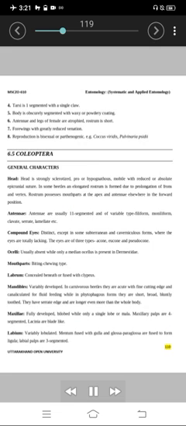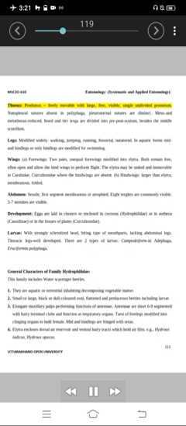Thorax. Prothorax freely movable with large, free, visible, single undivided pronotum. Notopleural sutures absent in Polyphaga, pleurosternal sutures are distinct. Meso and metathorax reduced, fused; anterior terga are divided into pre-scutum and scutum, besides the middle scutellum. Legs. Modified widely: walking, jumping, running, fossorial, natatorial. In aquatic forms mid and hindlegs or only hindlegs are modified for swimming.